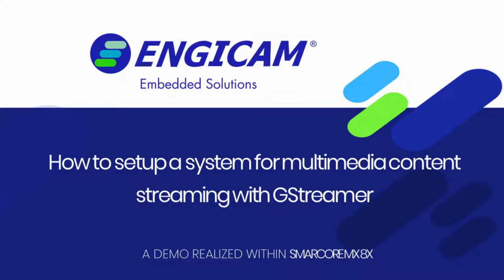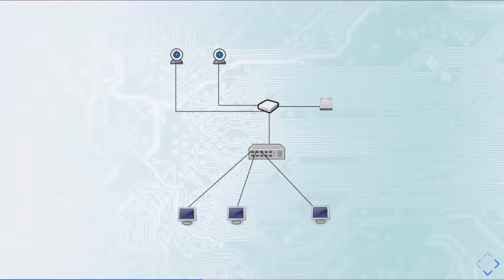In this webinar, I will describe an example of software and hardware combination of Engicam products designed to set up a system for multimedia content streaming. This picture represents the idea behind this demo. There is an Engicam board with an Engicam module connected to two video inputs, two webcams, and to a local storage with multimedia files. The board is connected to the local network. The idea is to send the multimedia content of the three sources into the local network and make it available to other devices.